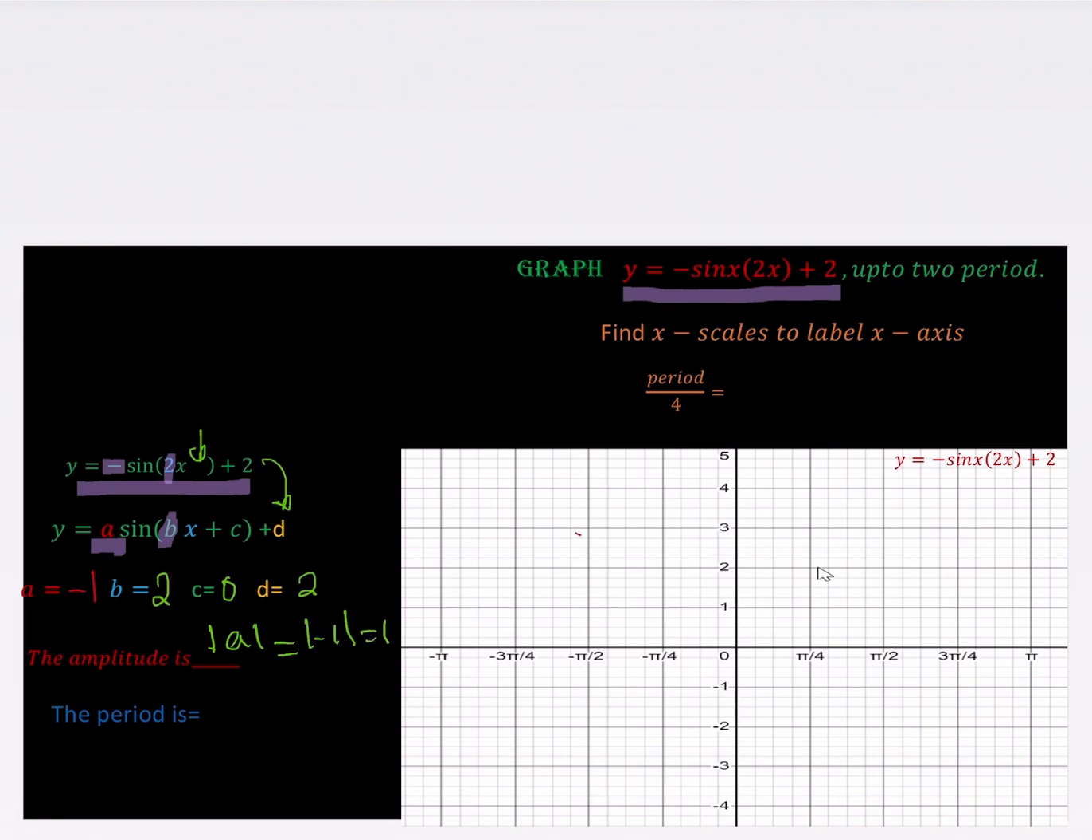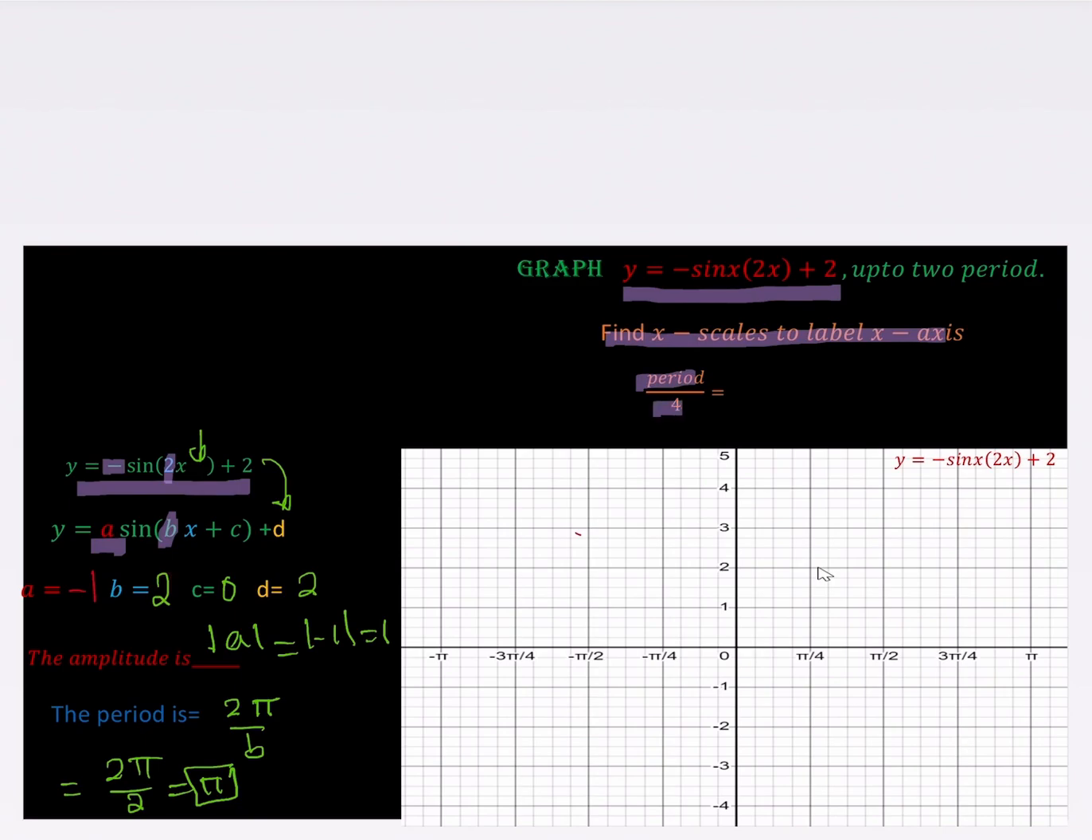Now, finally, the period. The formula for the period is 2 pi divided by b. This means we have 2 pi divided by the value of b, which is 2, which gives us just pi. So just remember that your period is pi. Now, once you find the period, you're going to find the x-scale. What's the x-scale? The x-scale is simply the period divided by 4.